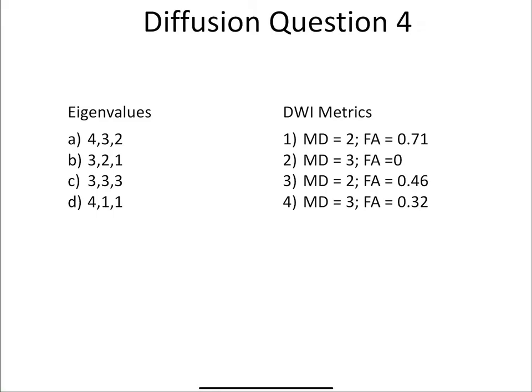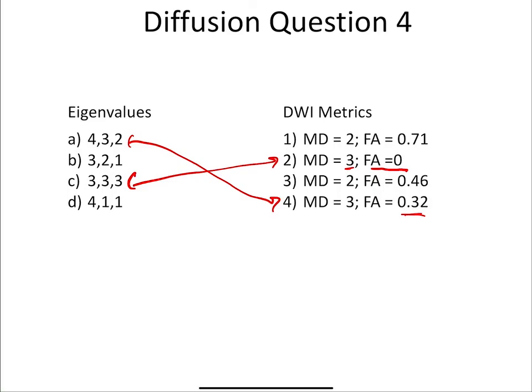Okay, let's take a look at that. One of these has the FA of 0, and I think there's pretty much 100% agreement that must be C, because the eigenvalues are all the same, so there's clearly isotropic diffusion. That has a mean diffusivity of 3. The only other one with a mean diffusivity of 3 is A, because the average of 4, 3, and 2 is 3, and that has an FA of 0.32.